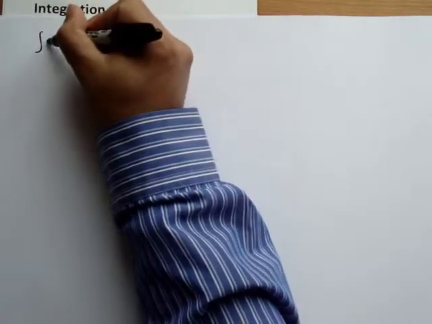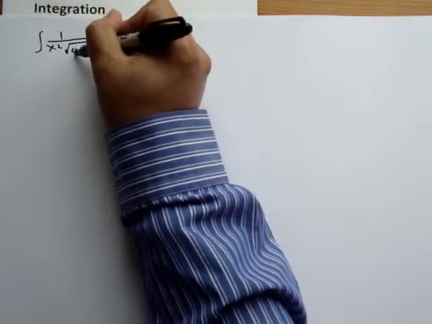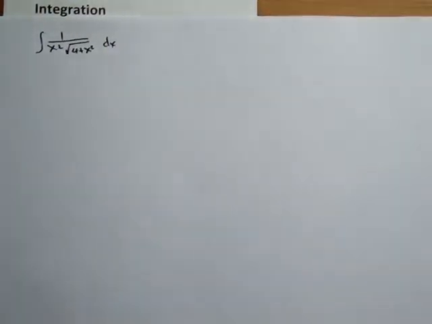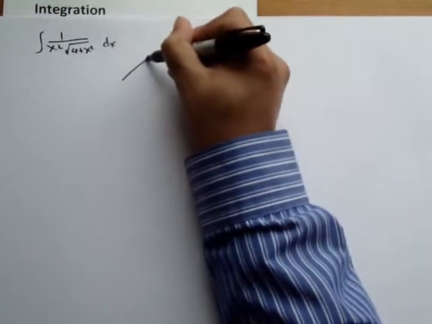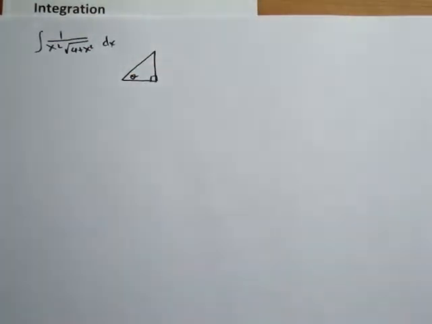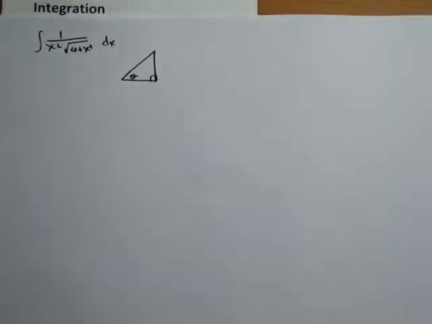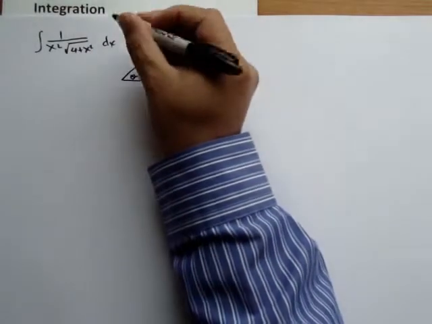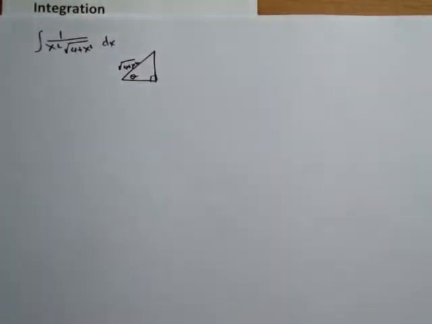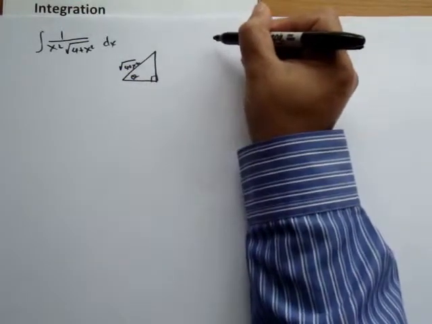Integration of 1 over x squared square root of 4 plus x squared dx. First of all, let's draw our triangle. We know, looking at this 4 plus x squared, that looks like a squared plus b squared equals c squared. So this is the hypotenuse. Now let's look at where we're going to put the x and the a on the legs of the triangle.